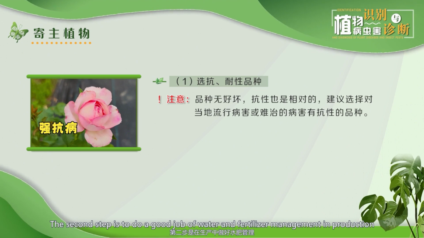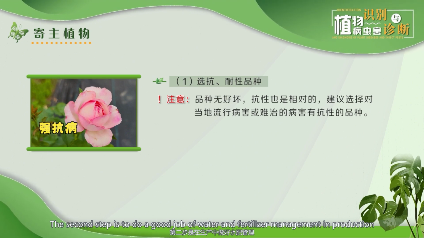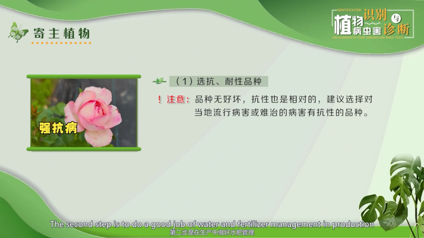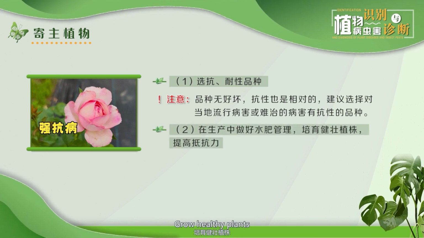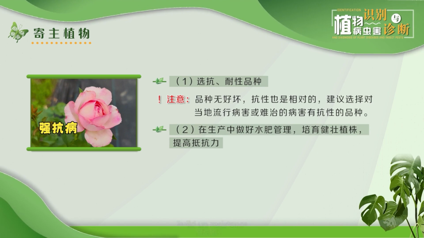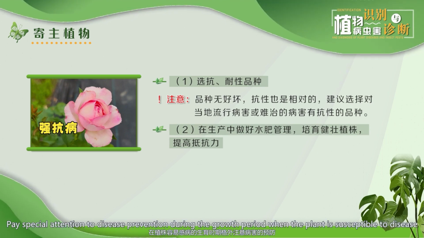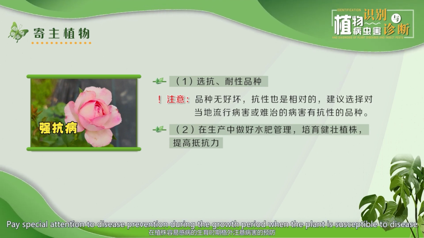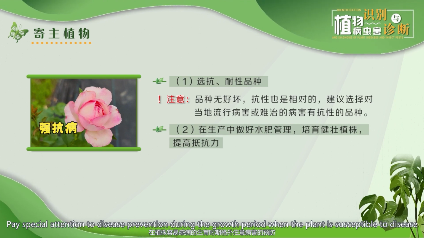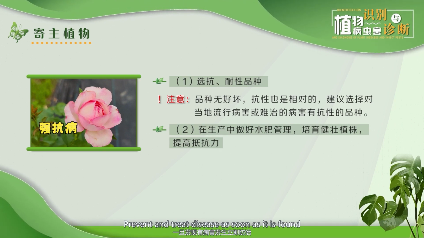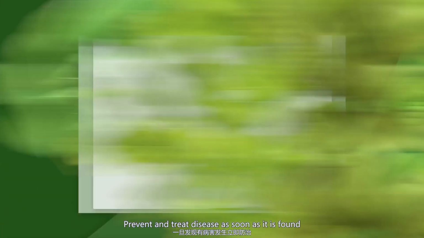The second step is to do a good job of water and fertilizer management in production. Grow healthy plants and build up resistance. Pay special attention to disease prevention during the growth period, when the plant is susceptible to disease. Prevent and treat disease as soon as it is found.